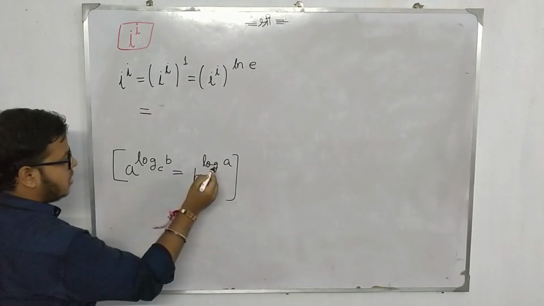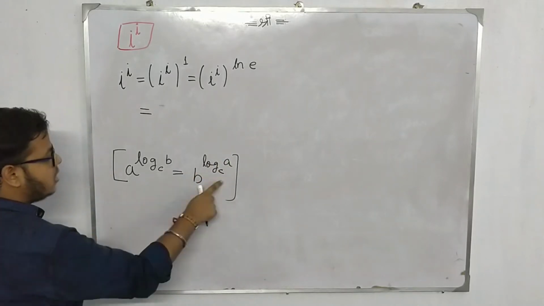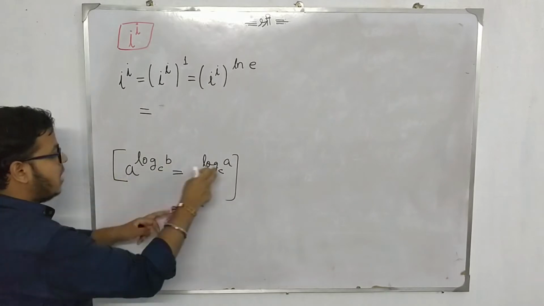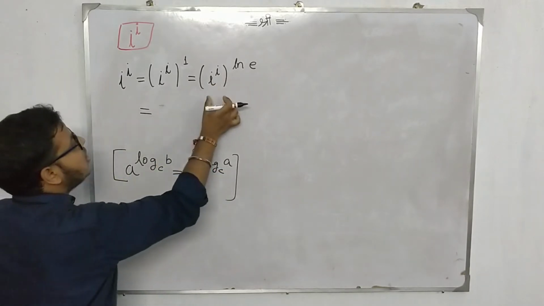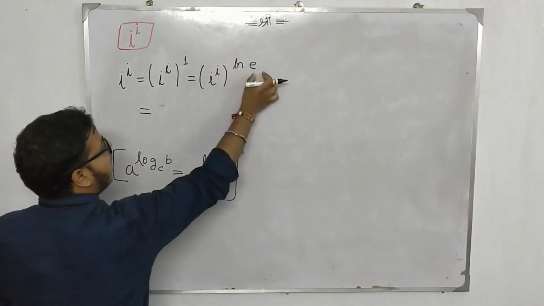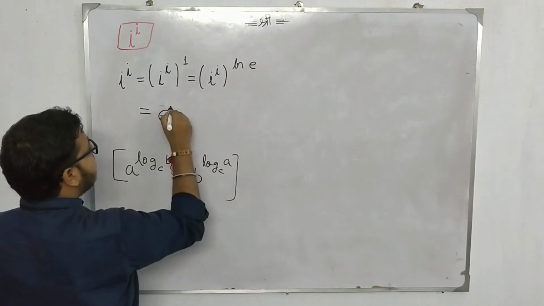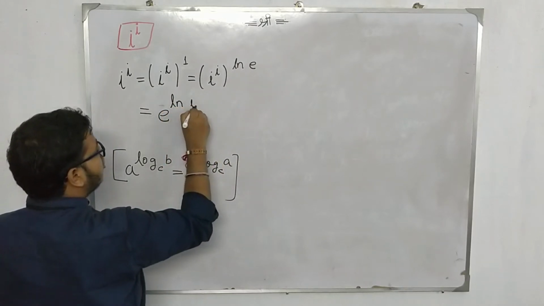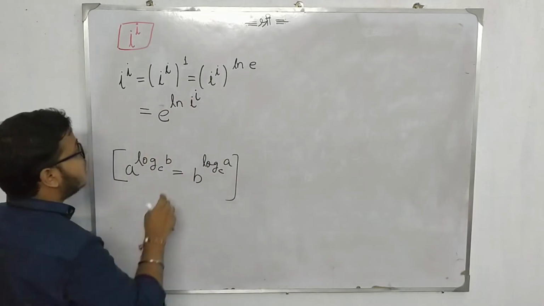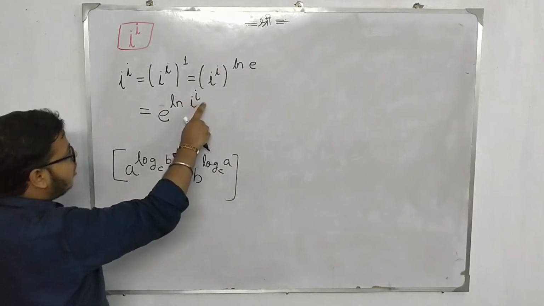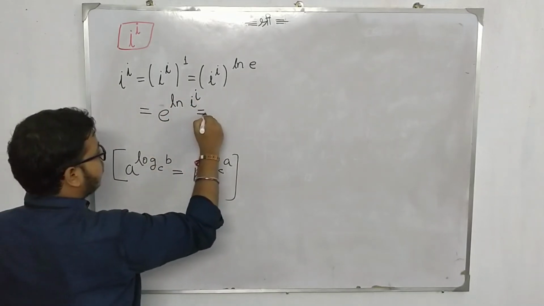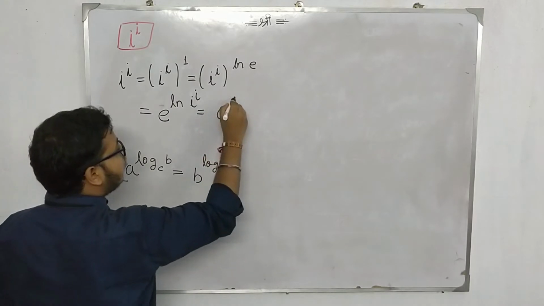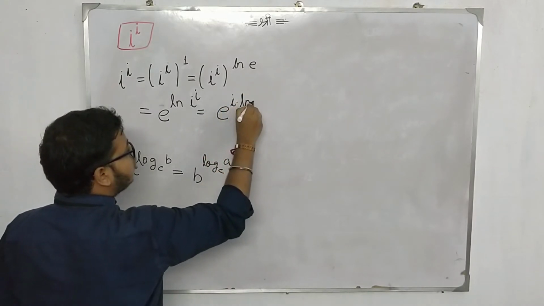Whatever may be the base, say it is c, this doesn't matter. These two can be interchanged. So same here, we will interchange i to the power i with e. So we get e to the power natural log of i to the power i. And this i is in the power, so it will come as a product. So this can be written as e to the power i natural log of i.